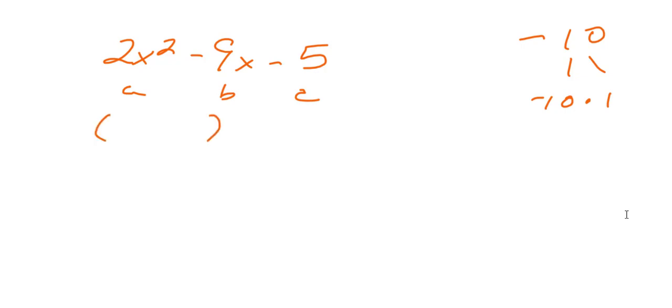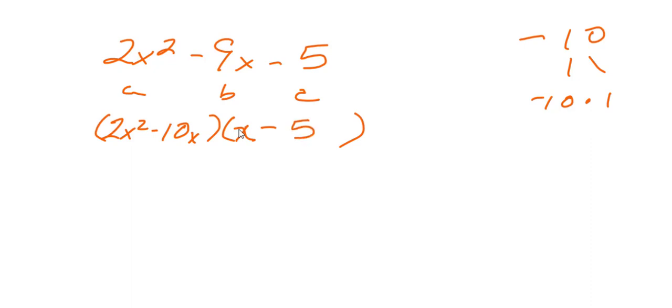So here we have 2x squared minus 10x, and write one x, or simply just put the x there, x minus 5.